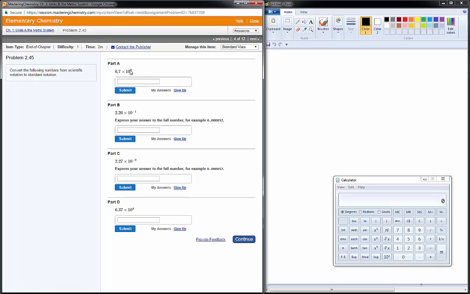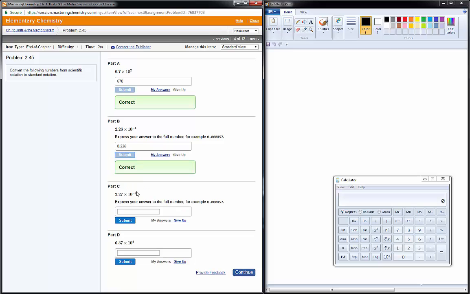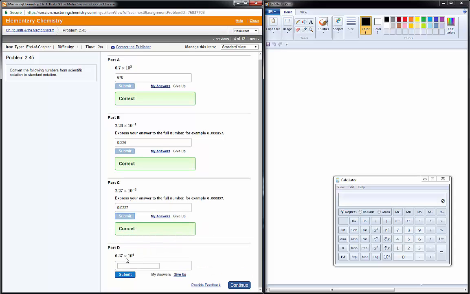And going the other direction, this is times 10 squared. So I'm going to move this decimal point by 2 positions. So 670. And I'm going to move this 1 to the left by 1. Move this decimal point to the left by 2 positions. And I'm going to move this one to the right by 4 positions.